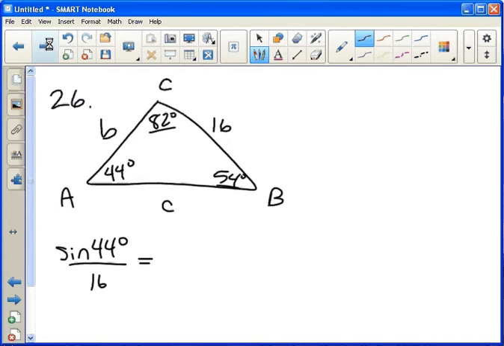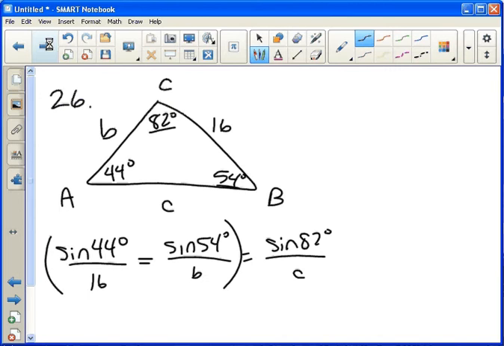And then I simply cross multiply. So I'll cross multiply these two. Make sure you're in degree mode. You should get B equals 18.63. And then it would be best to cross multiply these two next, and you'll get C equals 22.81.